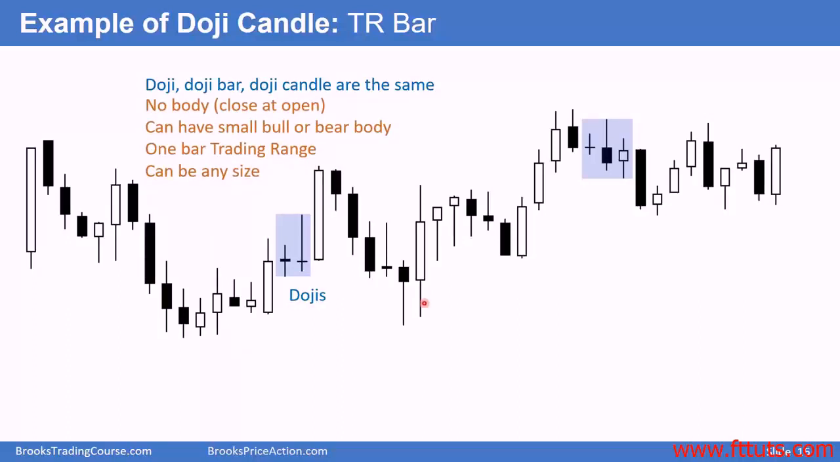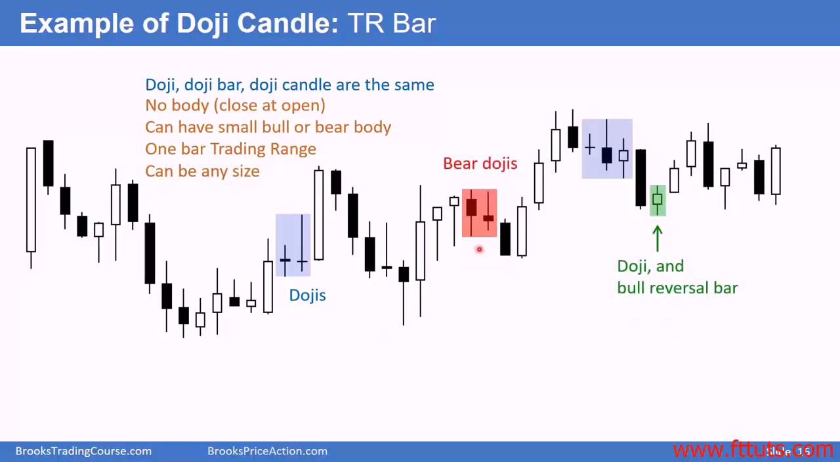Is this a doji bar? It has prominent tails, but it has a pretty big body. If the body is more than half the size of the bar, I usually call it a trend bar. So I would call that a bull trend bar with prominent tails. Here's a bar with a bare body. Is it a bear trend bar? No, I would call it a doji bar, a bear doji bar, because it has a very small body relative to the size of the bar.